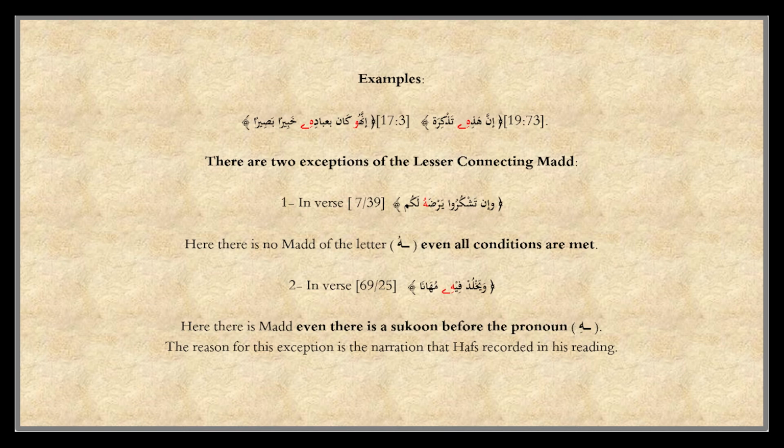The ha for the male gender, إنه كان. إنه كان. So we prolong as much as the natural mad. If we stop, we disregard the rules and we stop on it with just a normal sukoon.